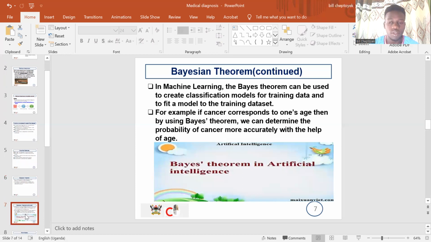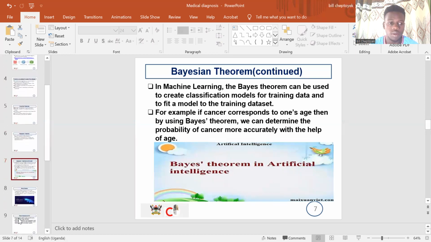Bayesian theorem continued. In machine learning, the Bayes theorem can be used to create classification models for training data and to fit a model to the training data set. For example, if cancer corresponds to one's age, by using Bayes theorem, we can determine the probability of cancer more accurately with the help of age.